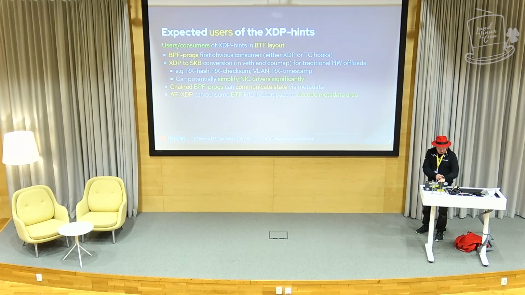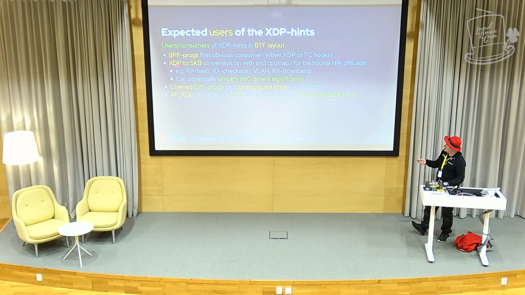So what expected users do we have of this XDP-hints? We have the BPF programs themselves. That's the first obvious user. And you can actually also access this from the TC hook. Today you can expand it, and then in the TC hook you can put information from the XDP program, and then the TC hook can read this information. The TC hook happens when the SKB is allocated. Not a lot of people realize this, so I just want to mention it.